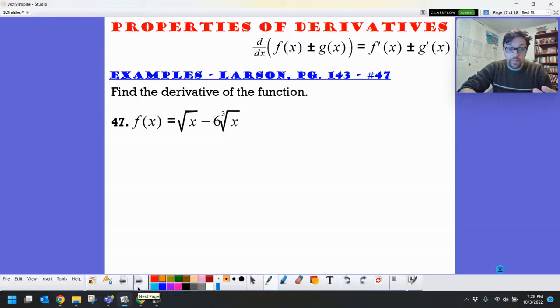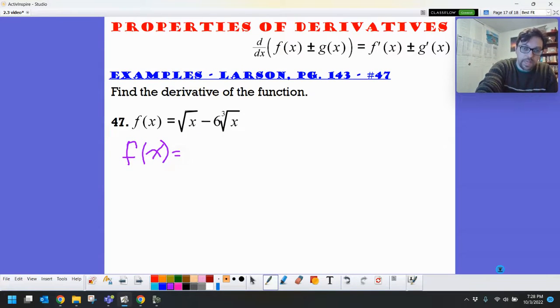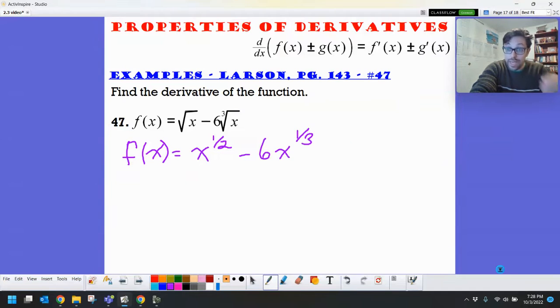In this example, we've got a square root and a cube root. Oh no, this is probably something weird and complicated. No, if we convert those into fractions, we could write f of x, make these radicals into fractional exponents. The square root of x is the same as x to the 1/2 minus 6x to the 1/3. Now that we have just an exponent there, we can apply our power rule.